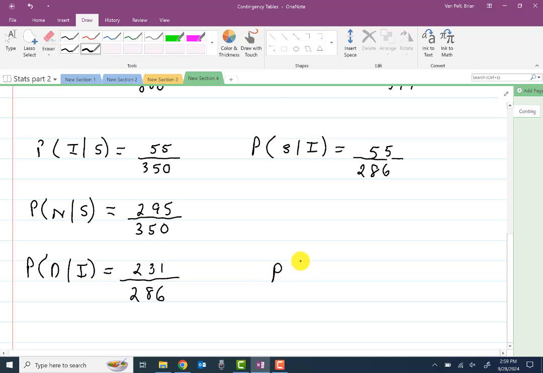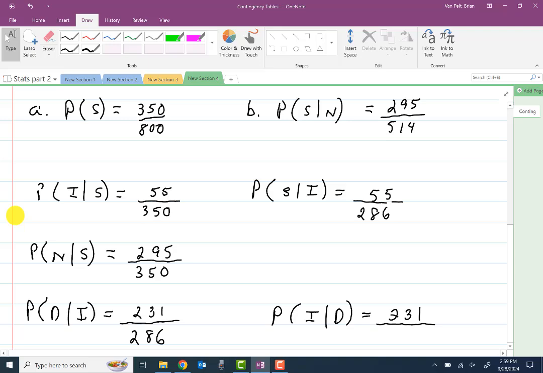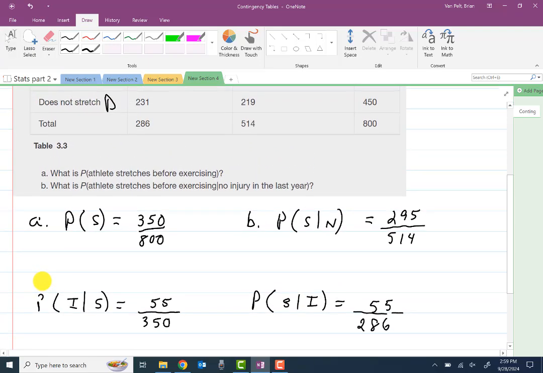Now, if I switch them, the probability of D given I, I already know this piece of information about them. It'll have the same numerator. Our denominator here then will be those who did not stretch, which is right there. That's a total of 450.